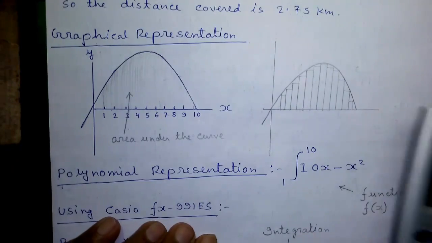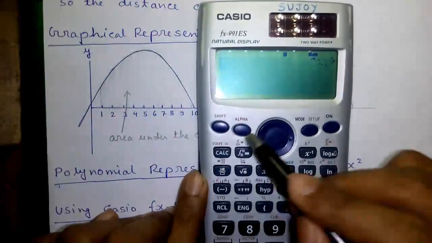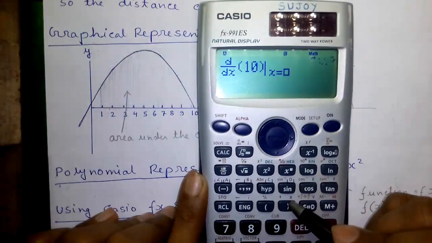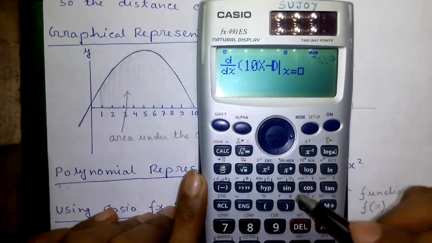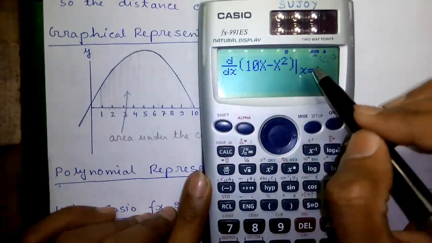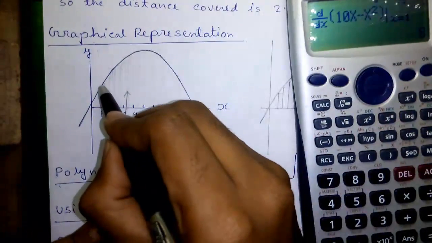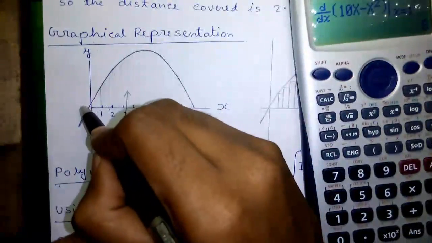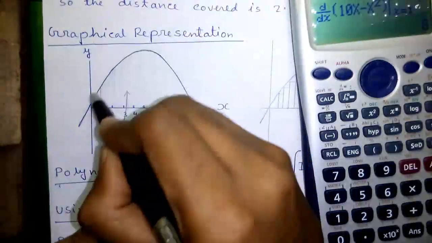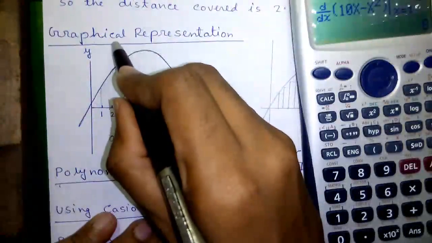Now let's check if this statement is justified using differentiation. For that, press shift, differentiation, 10x minus x square at x equals 1. So the slope at x equals 1 is 8. That means at this point, if you draw a straight line just touching the graph, the slope of that tangent line will be very steep, just like vertical.